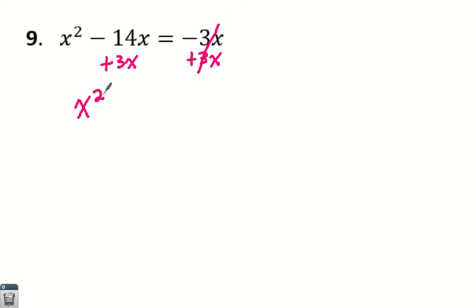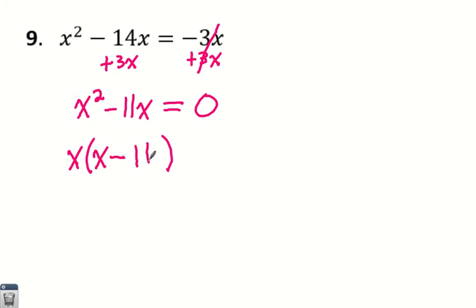Negative 14x plus 3x should be negative 11x. I think we've already done at least one, maybe even two examples just like this before, but whatever. Because this will factor. How will this factor? By GCF of x. They both have an x in common. So when we divide out an x from each term, we have an x left over from here and minus 11 from here.